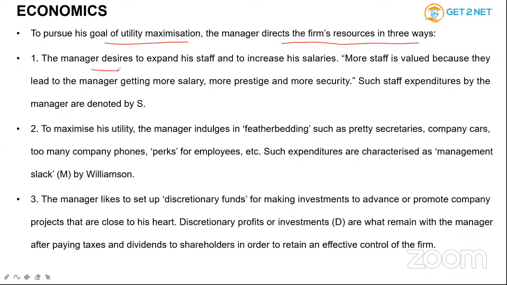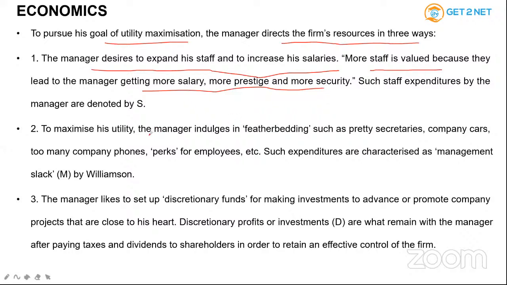First, the manager always desires to expand his staff and increase his salaries. Okay, it is always in his mind how to expand the size of his staff and also increase salaries. More staff is valued because that will lead to the manager getting more salary, more prestige, more security. For this reason he always desires that many people work under him.